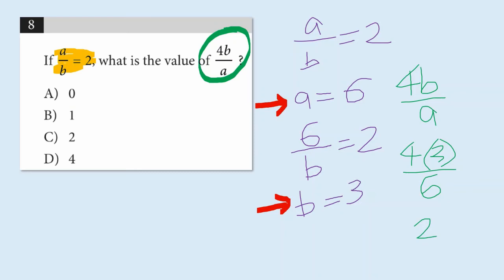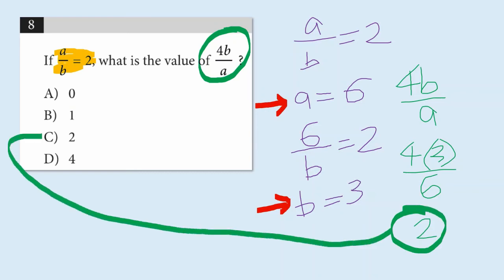And lo and behold, what do you notice? That 2 is the same as C, which is what the previous solution showed. So just wanted to share with you this particular strategy, which is you can actually make up values to make an equation true and see where it might lead you. And in this case, it led us to the accurate answer.